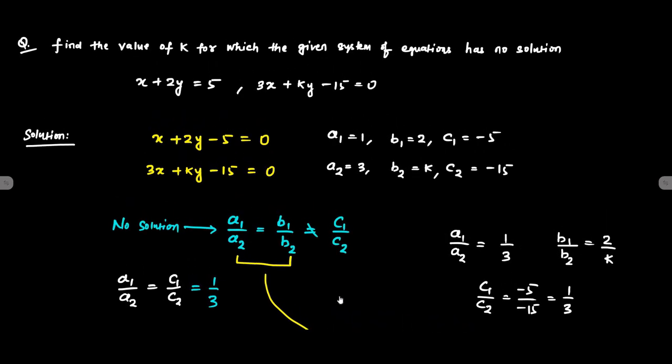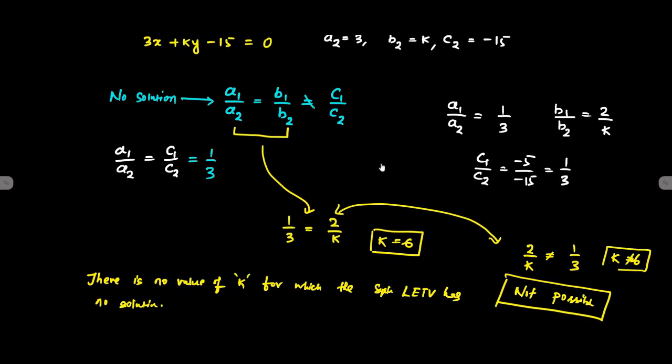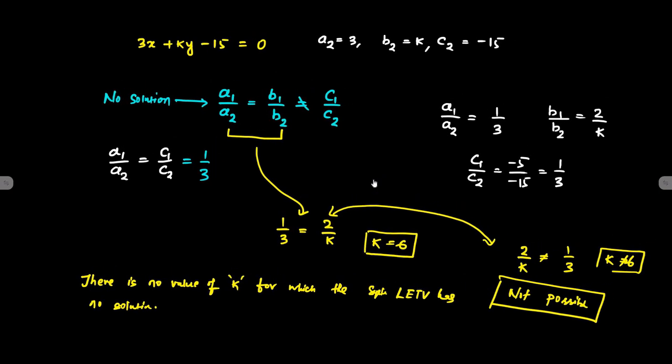Up until now, in all the questions that we have solved, we have reached a particular value of k for which the system of equations satisfies the condition. But here there is no value of k for which the condition is satisfied. So this is a very good question, and it is not possible to find a value of k for which the given system of equations has no solution.